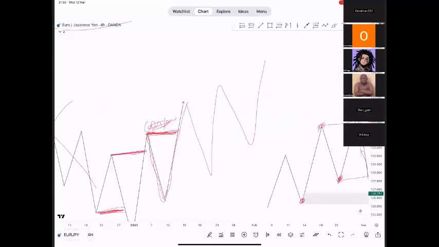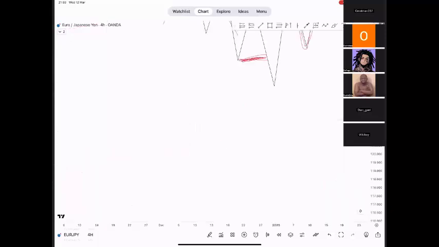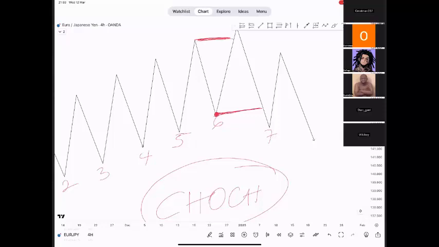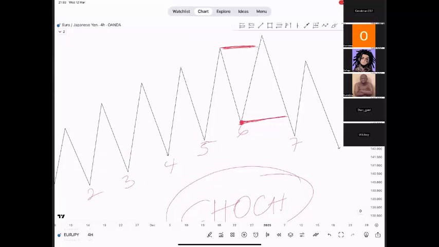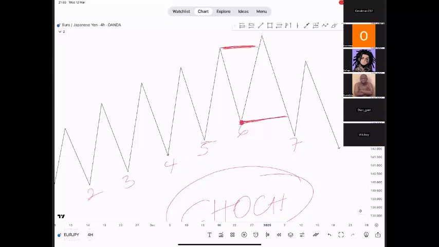The same thing if it's in a downtrend, okay, just like this, whereby price is putting in a series of higher lows, higher highs, higher lows, higher highs, higher lows and higher highs, and then takes out a protected level.